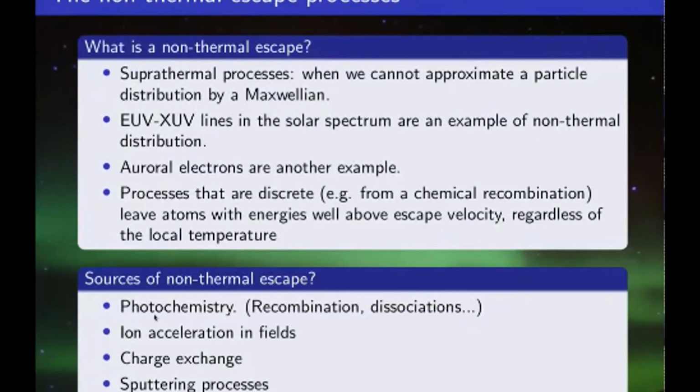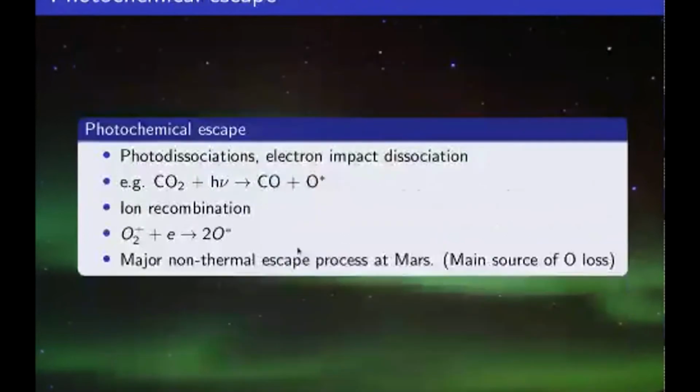Sources are photochemistry, ion acceleration in different fields, then charge exchange and sputtering processes. An example of photochemical escape is, for example, at Mars, it's really the recombination of O2+. And we have also some photochemical escape induced by photodissociation.